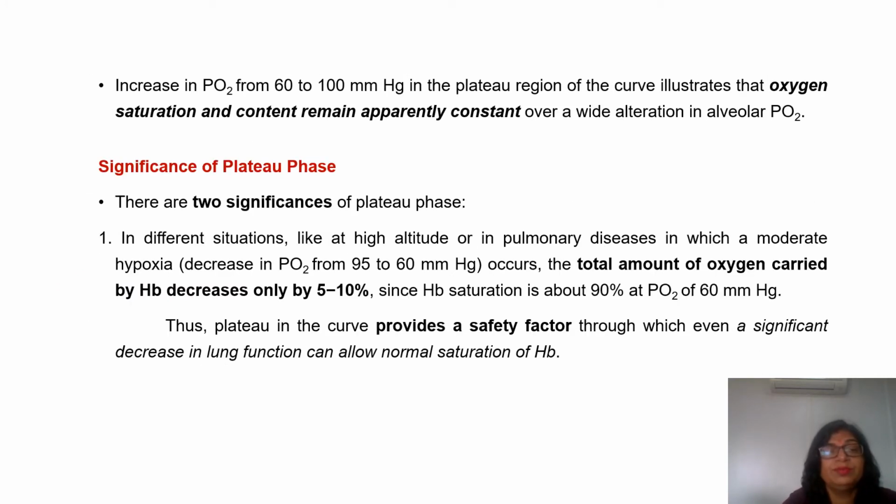Increase in PO2 from 60 to 100 mmHg in the plateau region of the curve illustrates that oxygen saturation and content remain apparently constant over a wide alteration in alveolar PO2.